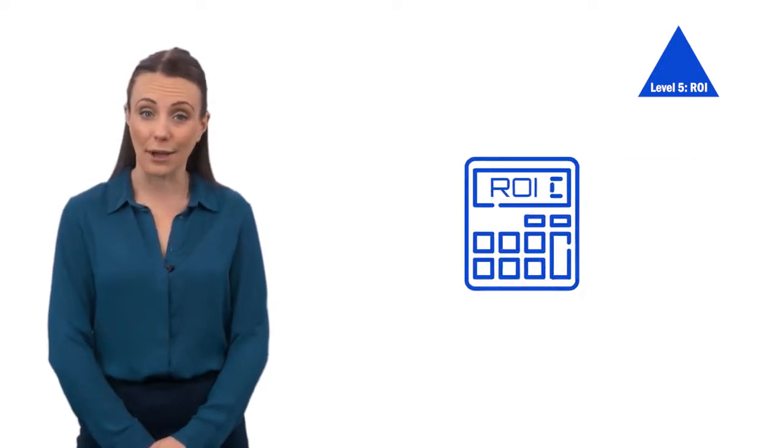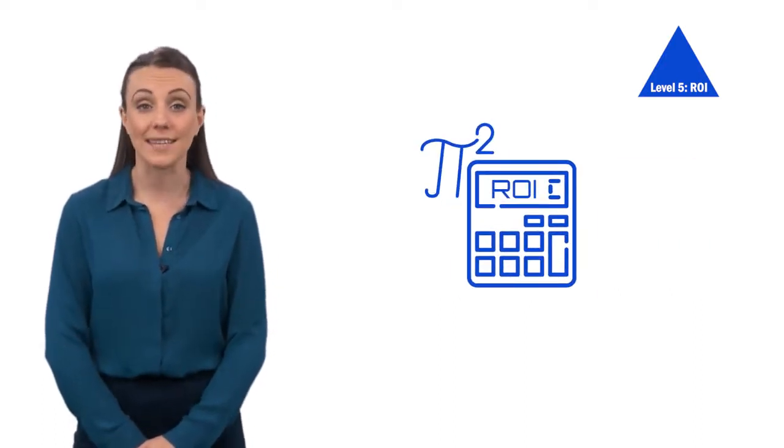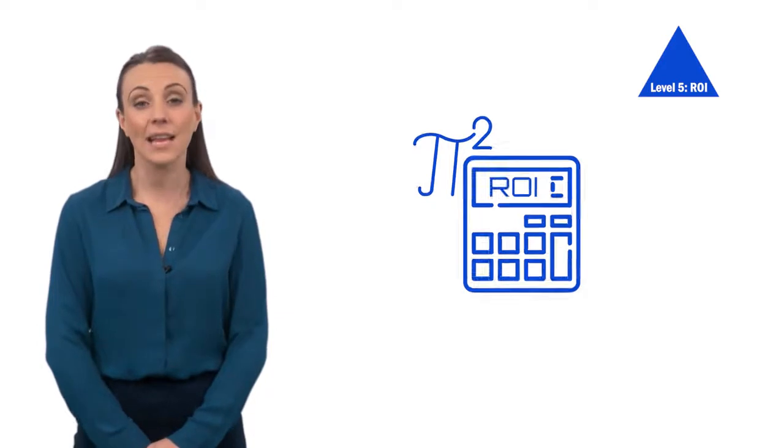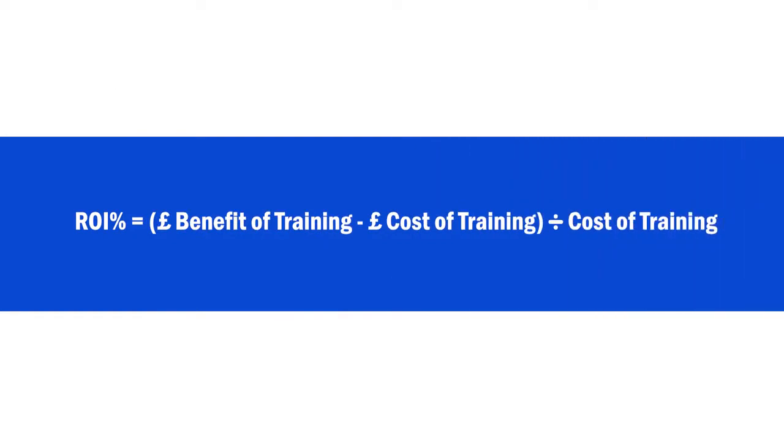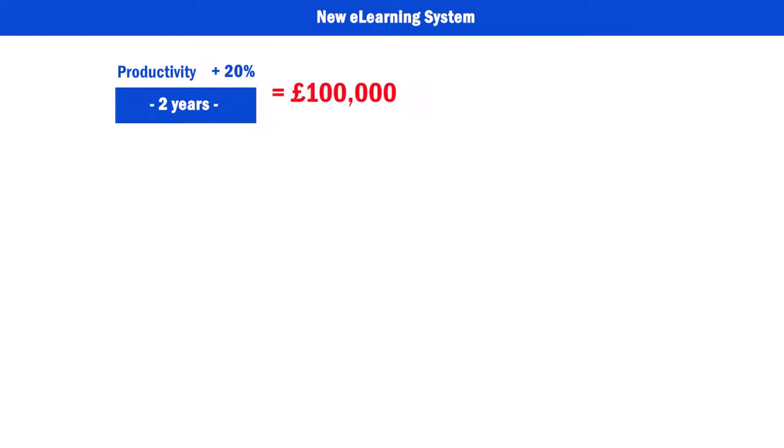You'll definitely need your calculators and basic algebra for this stage of analysis. The Level 5 evaluation equation looks a little like the following. Let's say that by introducing a new e-learning system that you predict that productivity will increase by 20% over the next 2 years, yielding an additional £100,000 in profit. This £100,000 is our benefit of training.